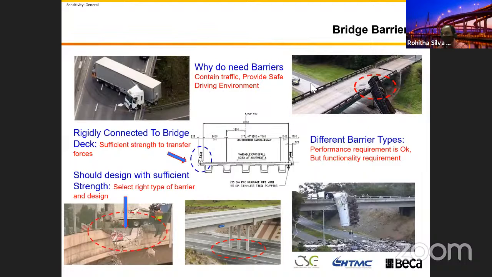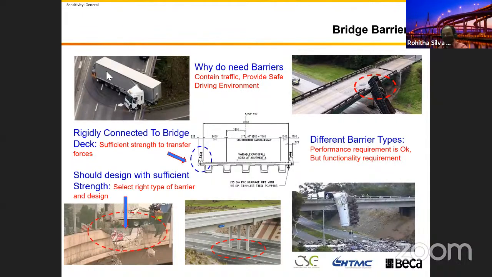So then the first question is, why do we need barriers? Of course, to contain vehicles, it's quite obvious from these pictures, right? So then it should be designed with sufficient strength. Of course, if you don't design it, this is the outcome in the bottom left-hand corner, right? The one in the middle is a cross section of the bridge barrier. I don't know whether you can see it, sticking up from the bridge deck, and it's rigidly connected. So when it is rigidly connected to the bridge deck, we should design it with sufficient strength to transfer this impact load, at least to contain.